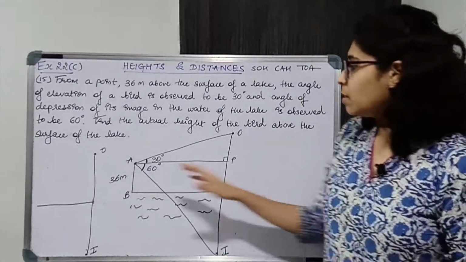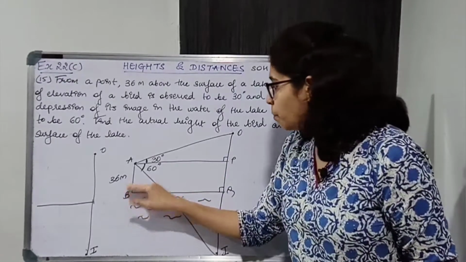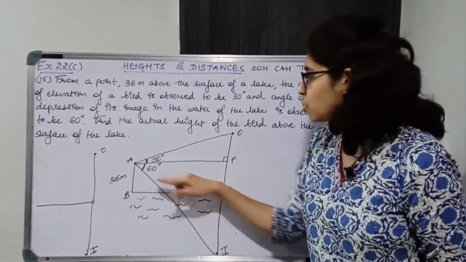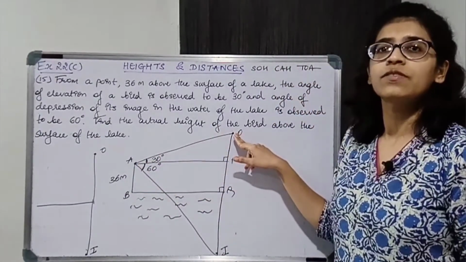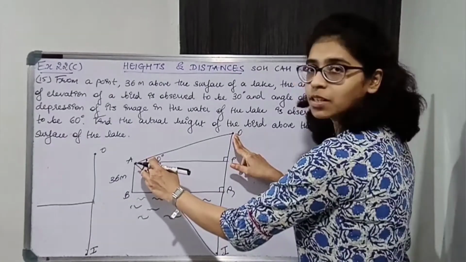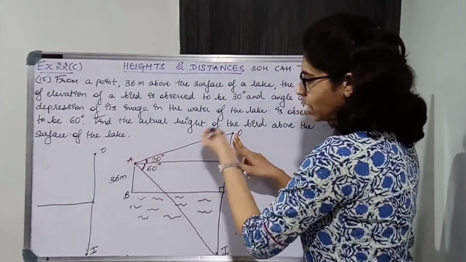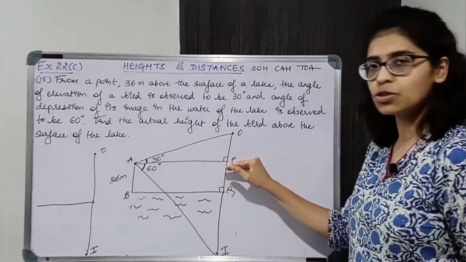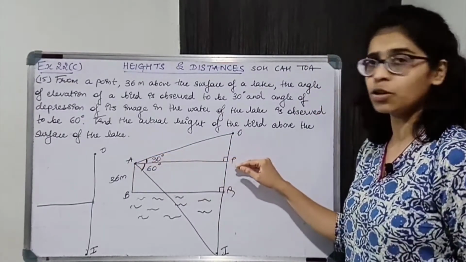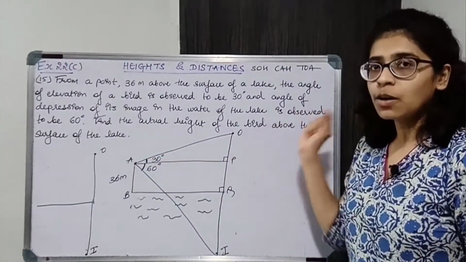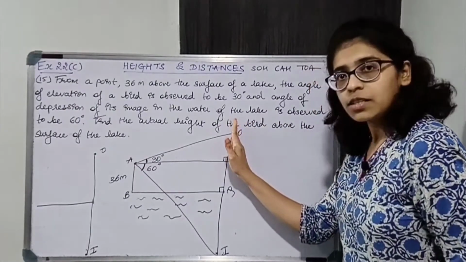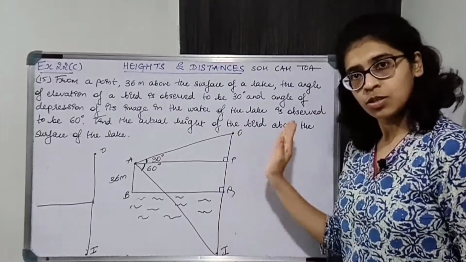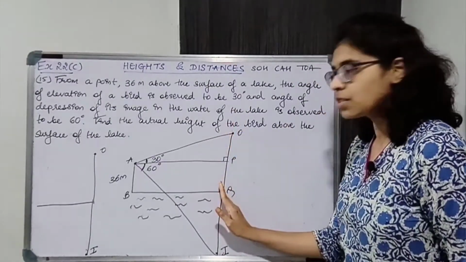So I'll repeat. From a point 36 meters above the surface of the lake, we are observing a bird which is flying and its angle of elevation is 30 degrees. So the angle between the line of sight and the horizontal is 30 degrees. You have to construct the horizontal. So AP is the horizontal. Now this is the distance of the bird from the lake. We always consider perpendicular distance. So this is the distance.